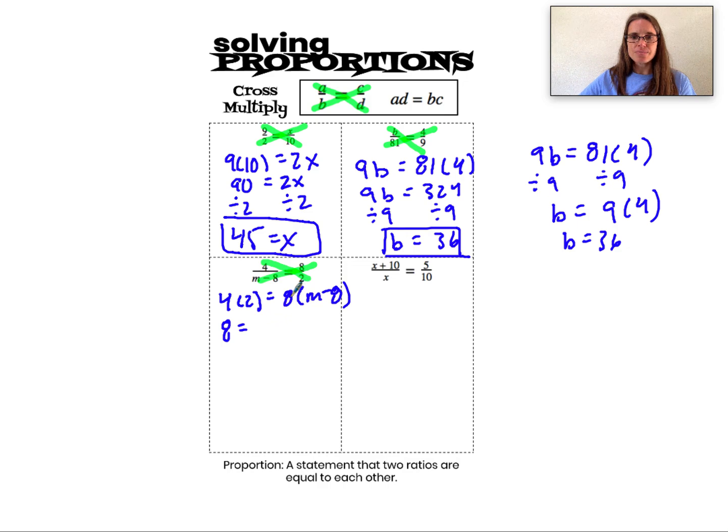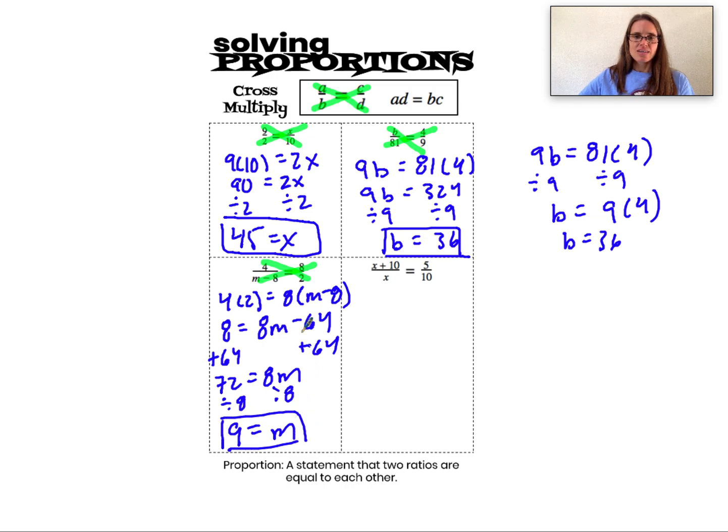4 times 2 is 8. Distributive property, 8m minus 64. Just a two-step equation, not so bad. So let's add 64 to both sides, and then I have 72 equals 8m. Almost done. Yay. And I have my solution, m equals 9. Pretty easy to check this one. 8 divided by 2 is 4. So does 4 divided by 9 minus 8 equal 4? Yep, 4 divided by 1 is 4.